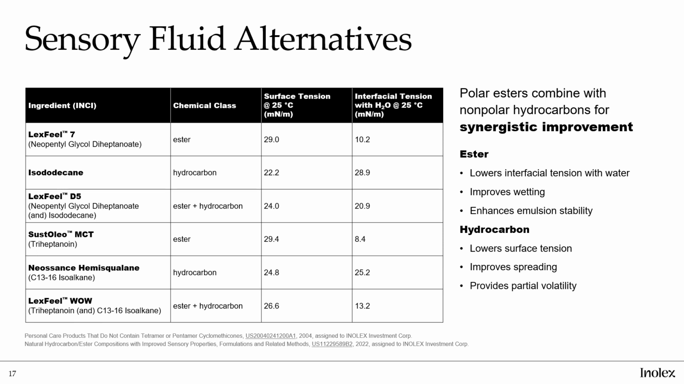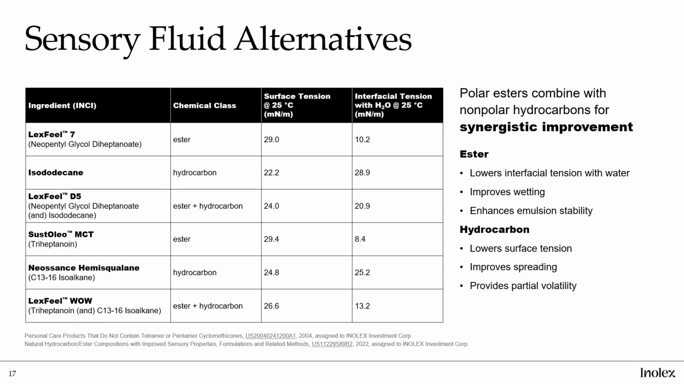In contrast, if we look at the hydrocarbons, they have lower surface tensions, which is great for spreading because you have those very weak intermolecular interactions that allow the fluid to spread very readily. However, there's very poor compatibility or wetting between hydrocarbons and the hair surface. So by combining an ester and a hydrocarbon, you can synergistically improve the ability of the resulting fluid to both wet the hair but still provide a low surface energy as measured by surface tension.